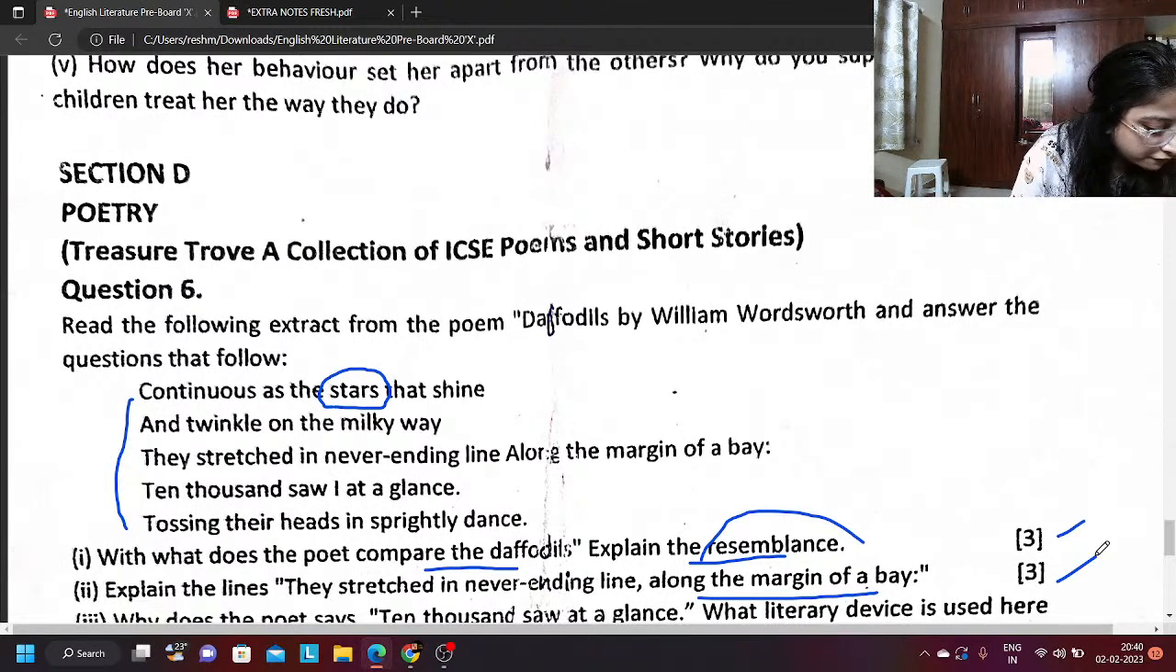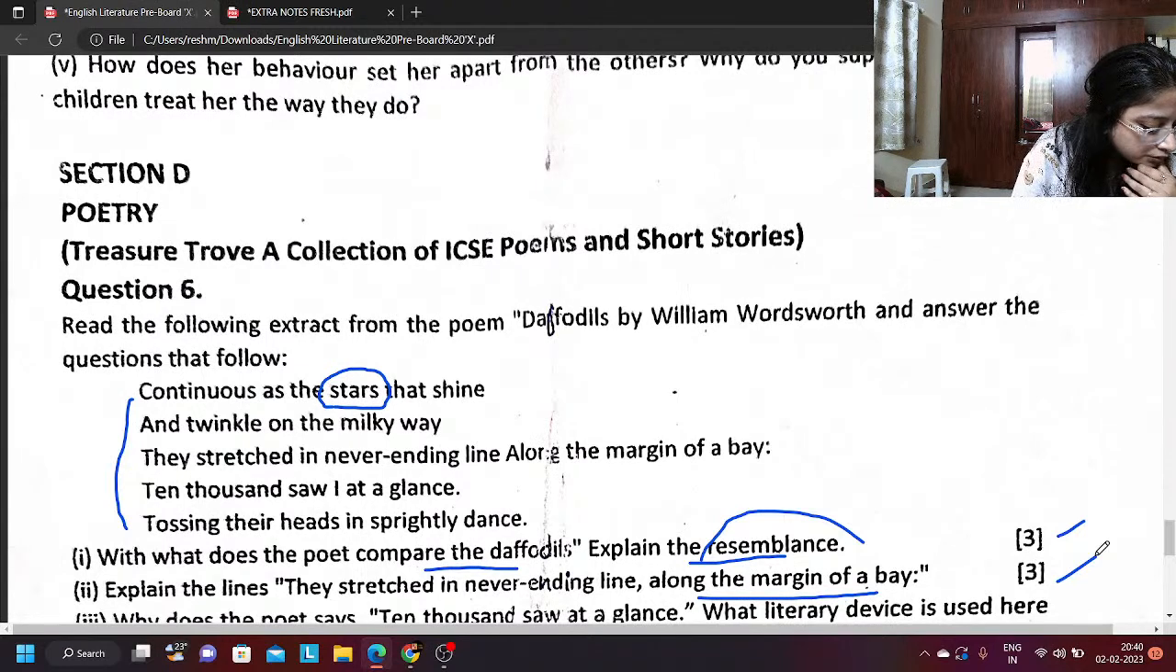Akshita, the golden daffodils have been compared to the stars that shine in the Milky Way galaxy. Correct, Akshita. Stars that shine in the Milky Way, which are never ending. That is, there are many daffodils that shine like stars. Okay, don't write "that is." Quite similar, you can say. Yes, Akshita, your answer was correct.